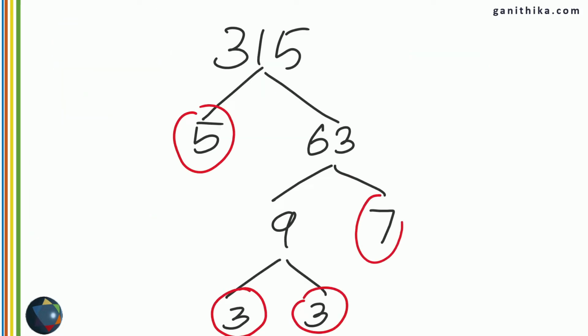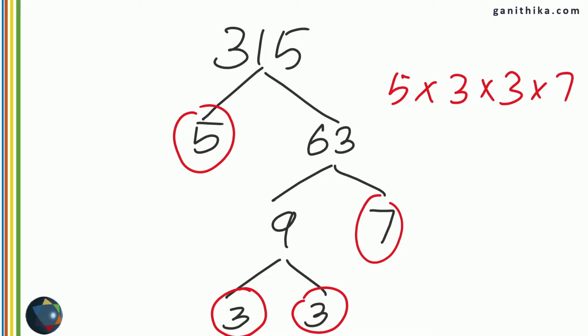You can also use a tree diagram like this, 315 as a product, 5 and 63. Now 5 is a prime number, so circle it off. 63 can still be divided as 2 numbers, 9 and 7. Now 7 is a prime number, circle it off. 9 is not a prime number, it's still a composite number. So write this as 3 times 3. Until you get all prime numbers, you keep going on with this tree diagram.